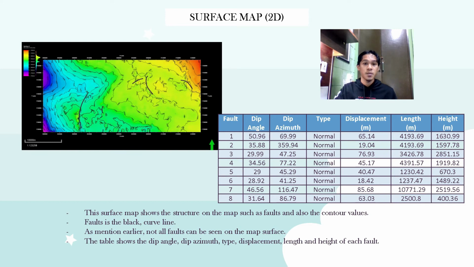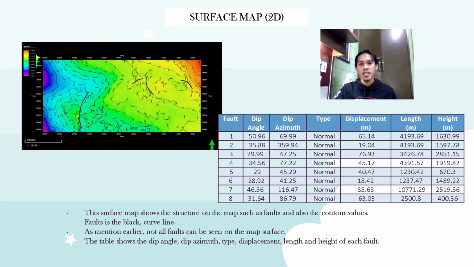Then we go to the surface map, which is in 3D. This surface map shows the structure on the map, such as faults and also the contour values. On the map also, we can see the faults, which are the black curved lines. There are about 5 faults we can see on the map.